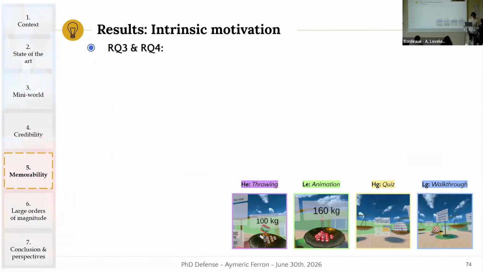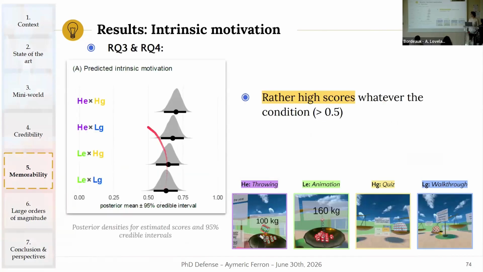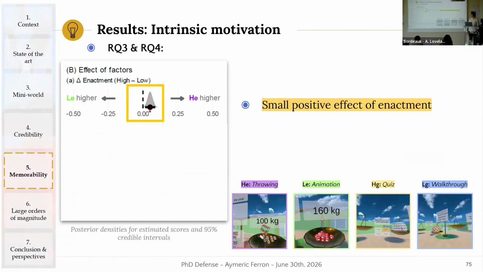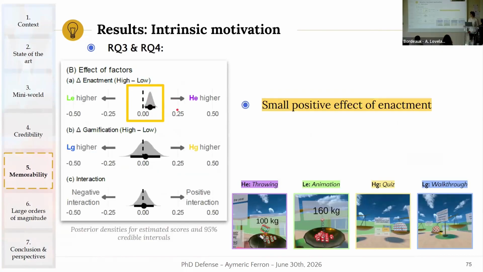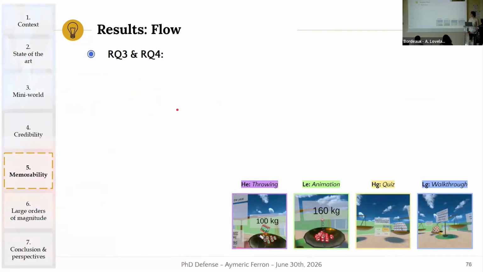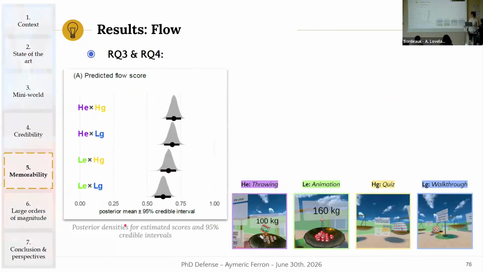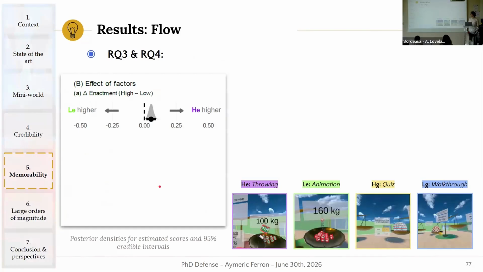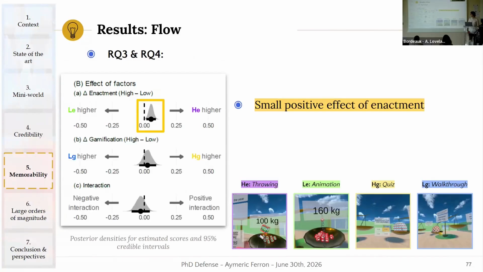Finally, a few results about intrinsic motivation. Here we can see that all the scores are rather high, all above 0.5. And when we look by factors, we have a small positive effect on the intrinsic motivation from enactment, but we cannot really conclude for gamification, nor interaction. And then about flow, we got the same kind of distribution. Everything is rather high, above 0.5. And when we look by factors, we got the same small positive effect on flow of enactment, and we cannot really conclude for the others.